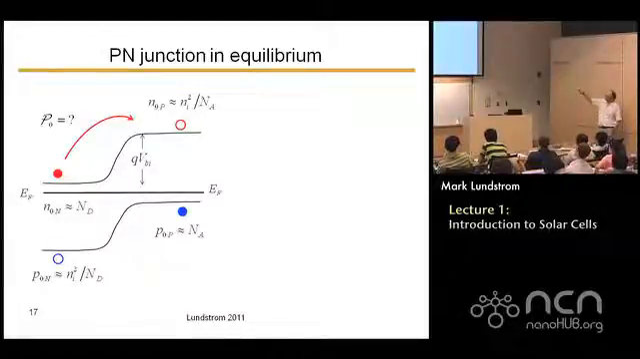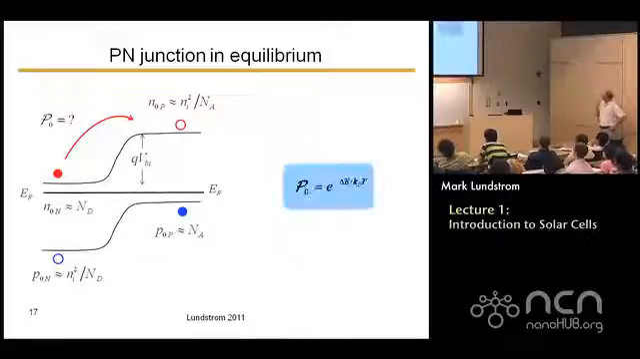And then some of them will just drop down the potential barrier. And those two processes just balance in equilibrium so that we get the right number of electrons in equilibrium on the P side and the right number of holes on the N side. Now, what is that probability?